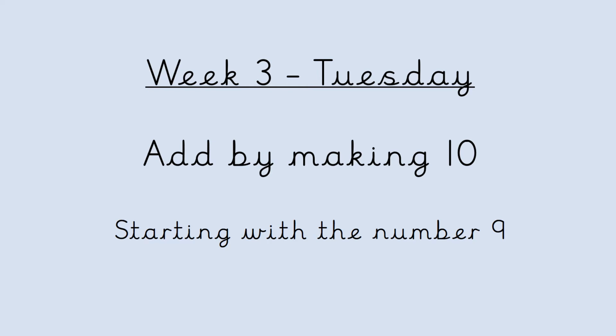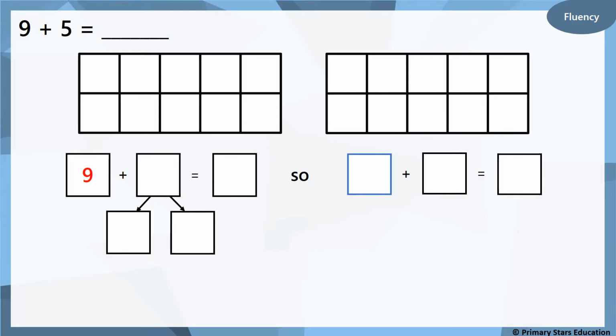Hello, we are going to be continuing to practice the method of adding by making 10 today, still using those number bonds, and we're going to still be starting with the number 9, just to get that extra practice in. So our very first number sentence is exactly 9 add 5. So what do I need to do first? I need to put on 9 red counters, and I've got my 9 down here as well.